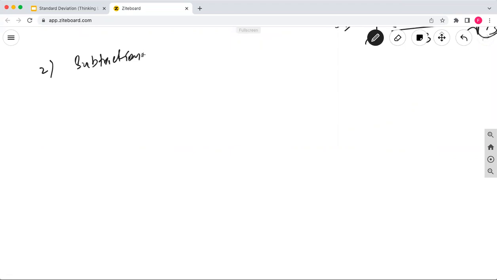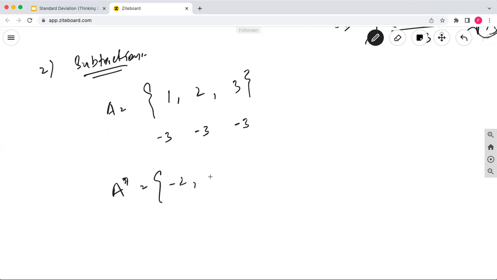If you subtract the same number from each number of a data set, there will be no effect on the standard deviation. If you take the example 1, 2, and 3, and subtract 3 from each number, the new data set will be -2, -1, and 0.